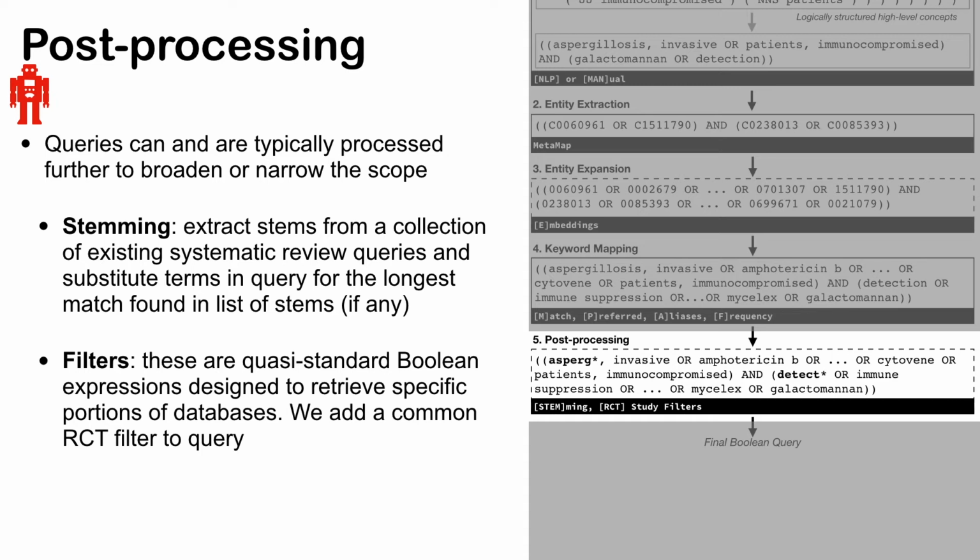We also apply a randomized control trial filter to the query. Filters are quasi-standard Boolean expressions that information specialists use to retrieve specific portions of a database, for example, the types of studies.